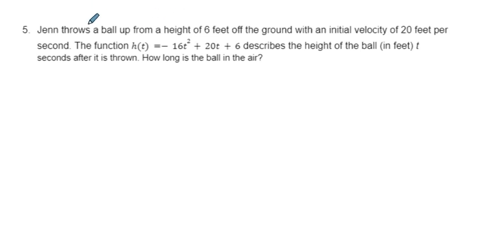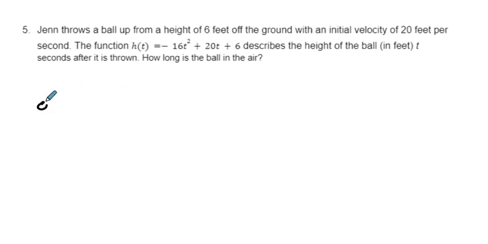All right, so Jen throws a ball up from a height of 6 feet off the ground with an initial velocity of 20 feet per second. Probably meaning that her arm is 6 feet off the ground when she lets go of the ball. And 20 feet per second means that every second the ball travels 20 feet. Okay, and she's throwing the ball. Now, they don't say if she throws it straight in the air or whatever.